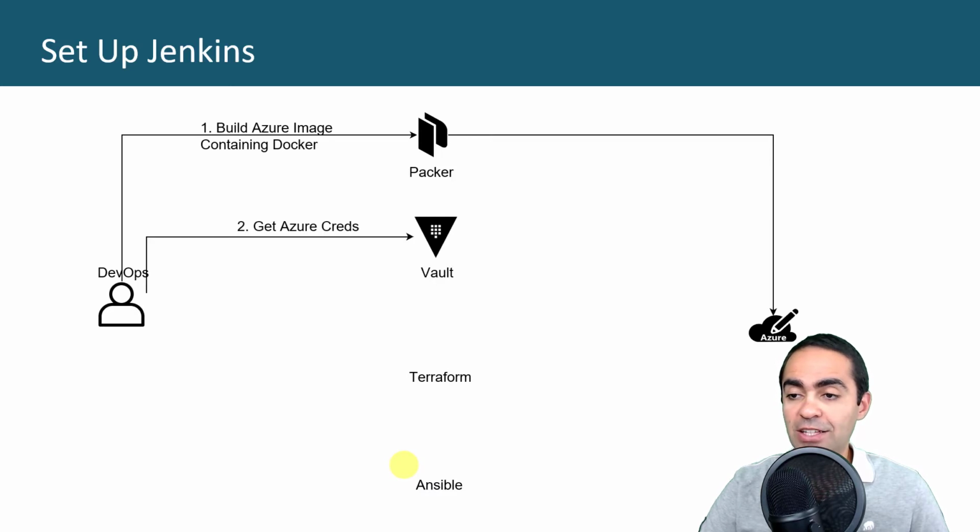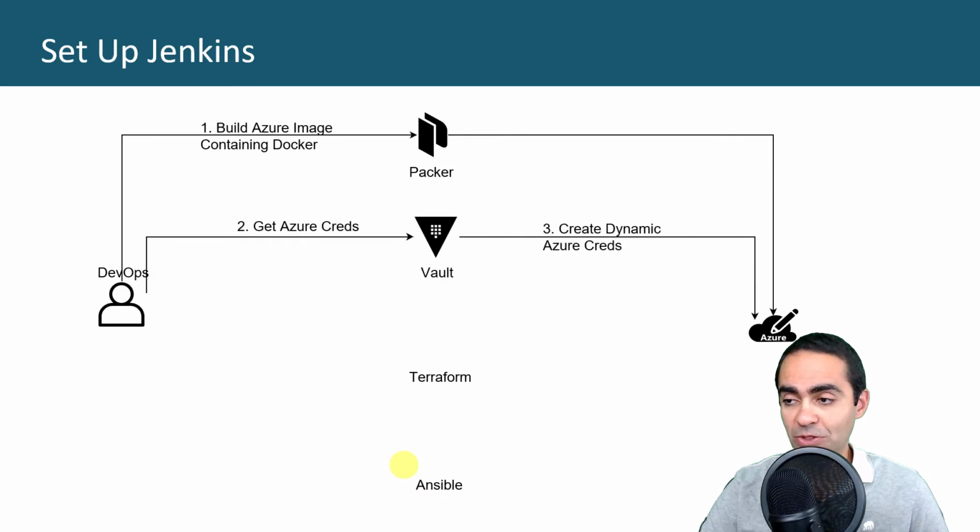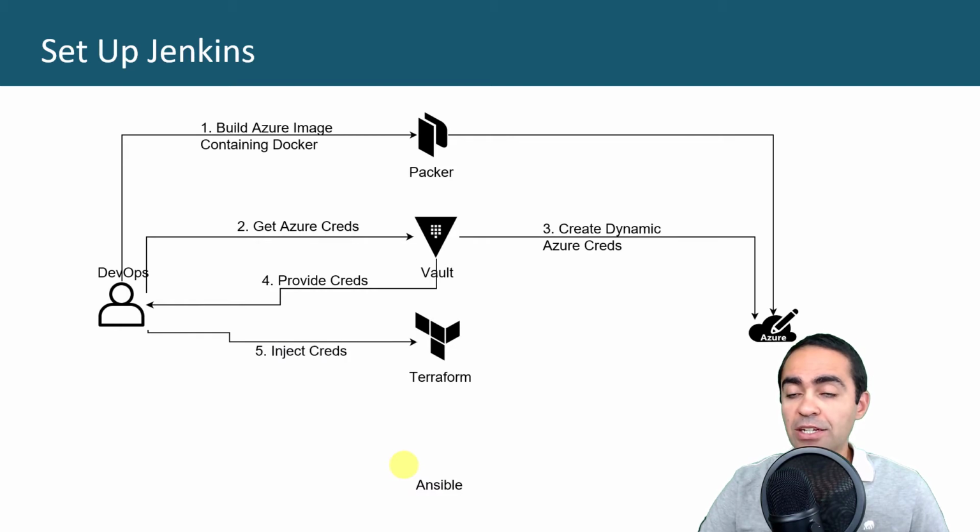Then we need to get the Azure credentials dynamically from Vault. So Vault reaches out to Azure, gets those dynamic Azure credentials, gives them back to the DevOps admin, and then injects those credentials into Terraform.